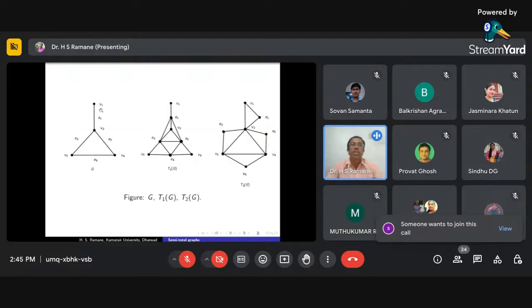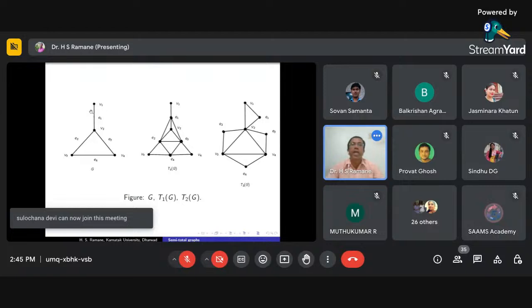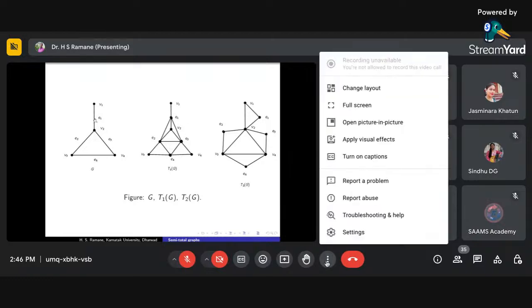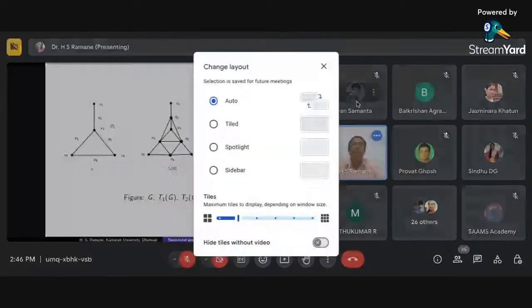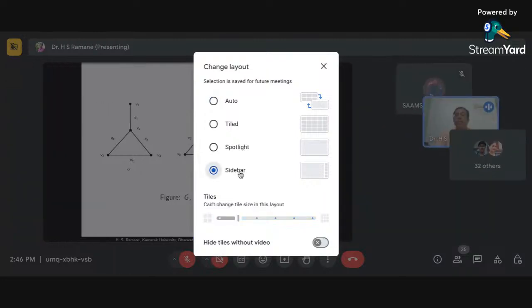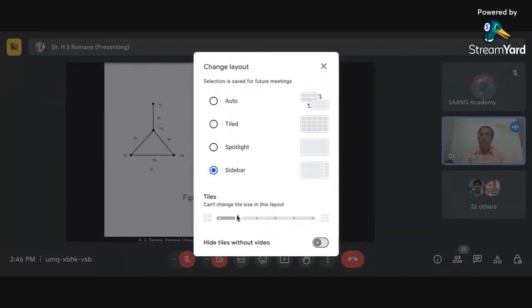See here, this is a graph G. On each line, you take a new point, E1, E2, E3, E4. So we have taken one here, and join those points if and only if the corresponding lines are adjacent. Here E1 and E2 are adjacent, so we have to join them. E1 and E3 are adjacent, so we have to join here. So with that algorithm, one can get the semi-total line graph.